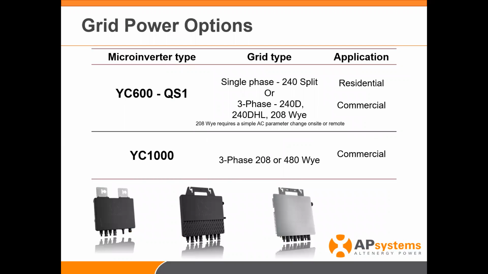Power, we talked about. This is one of those troubleshooting things that we see quite a bit. So let's say, for example, you are using the 600 or QS1 in a commercial environment. It ships as a single phase 240 volt split. So if you're using this in a 3-phase environment for a 240 delta, no change is necessary. A 240 delta high leg, no change is necessary. But if you're using it in the 208Y, the 208Y does require there to be a change of AC parameters.